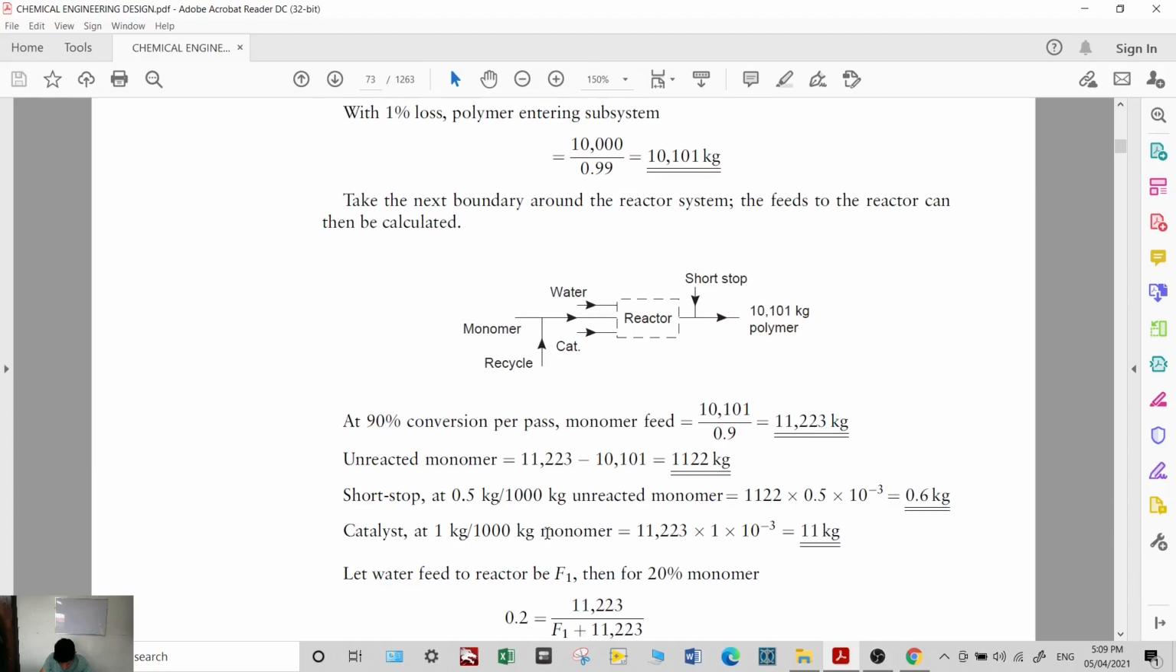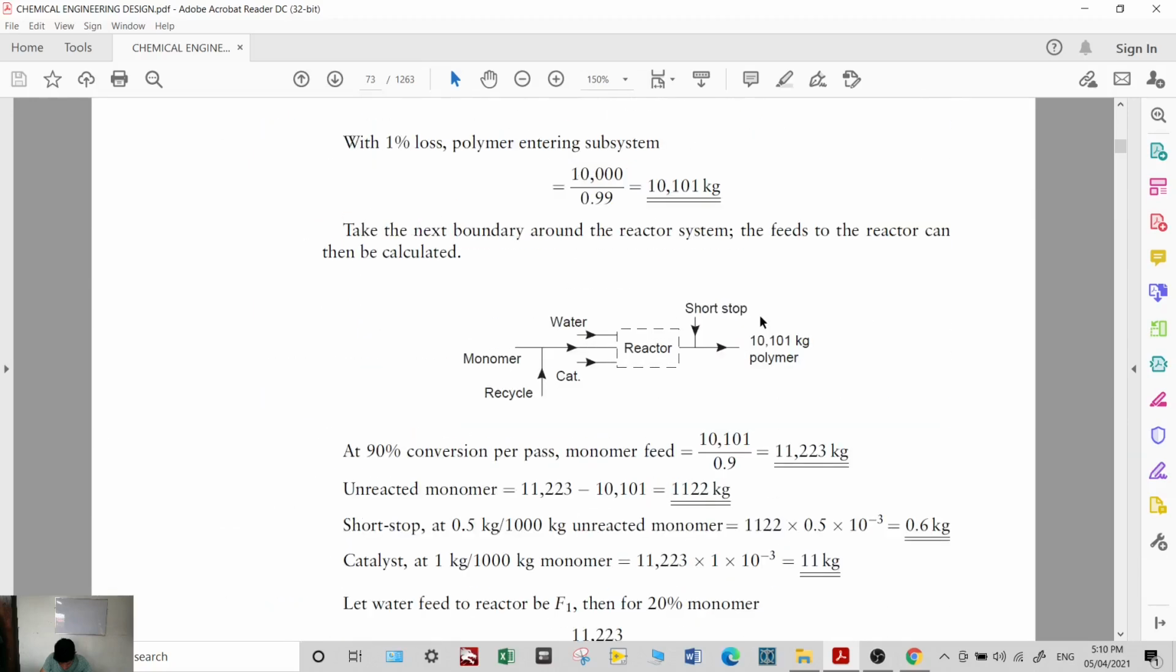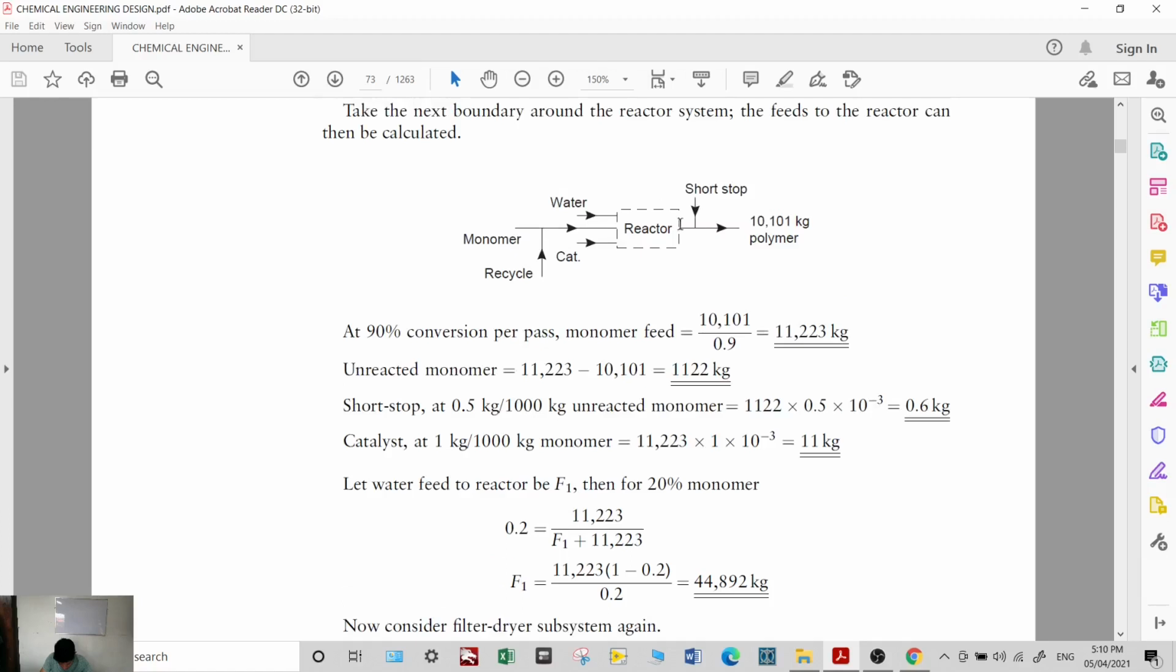And then for the catalyst, imo na ni kani nga value kay ang giyon man diri nga ang catalyst nimo should be 1 kg for every 1,000 kg monomer. Multiply ra nimo ni og, or rather divide by 1,000. Ang catalyst nimo would be 11 kilograms nga ibutang sa reactor. And then so nakuha na nato ang monomer feed, short stopping, catalyst, so diretso sa water.